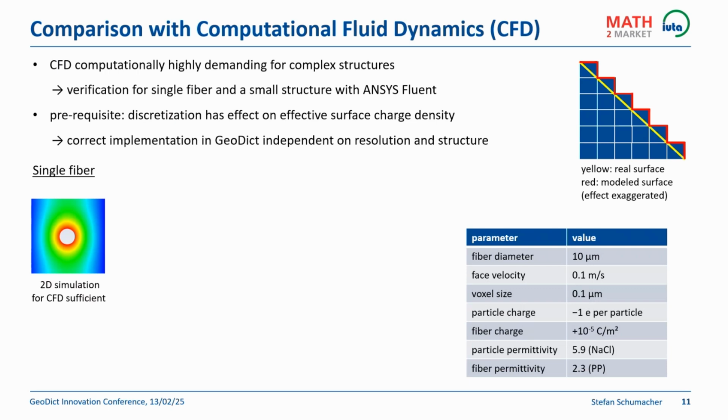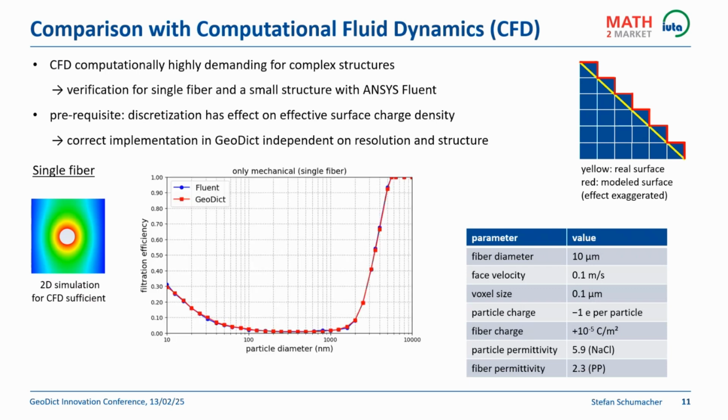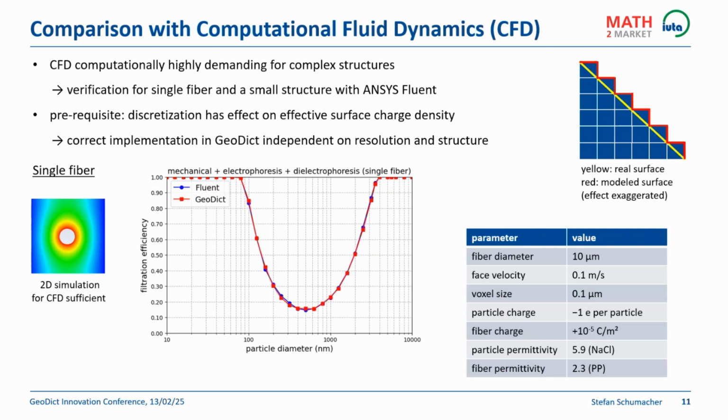And we studied this for 2 cases. So first, a very academic case of a single fiber. And here you see without any charges, you have this typical U-shaped filtration efficiency. So this is caused by diffusion for the small particles. It's caused by impaction, so inertia, for the large particles, and you have a minimum in between. If you add the electrophoresis, you see there is a strong increase for the small particles. And if you also add dielectrophoresis, you get a further increase for the large particles.